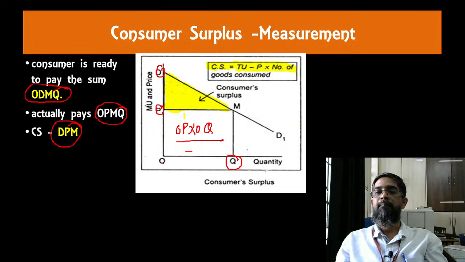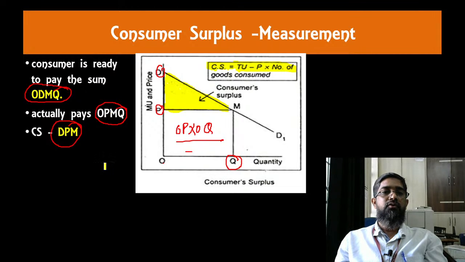Fine, students? Is this clear? If it is clear, just let me know. Yes, say yes. Right? So this is how we calculate the consumer surplus from the demand curve. Shabana, okay, yes, ठीक है.